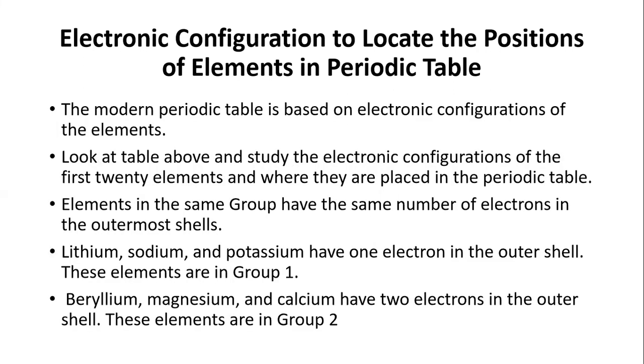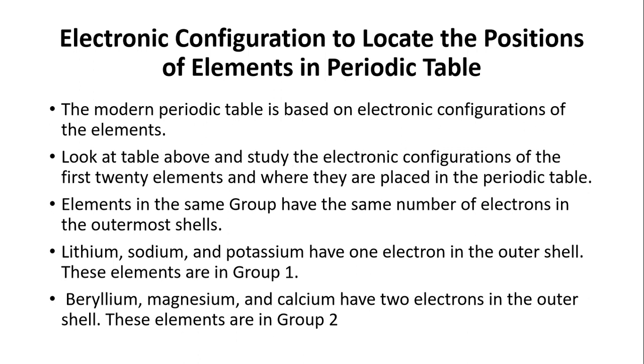Now the modern periodic table is based on the electronic configurations of the elements. When you look at the table, the electronic configurations of the first 20 elements and where they are placed in the periodic table, you just notice the location and the position of the elements.